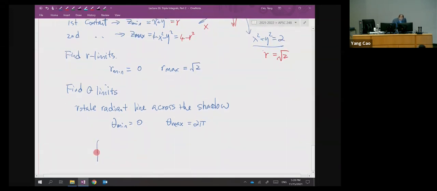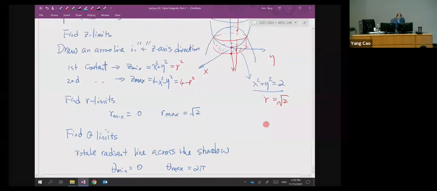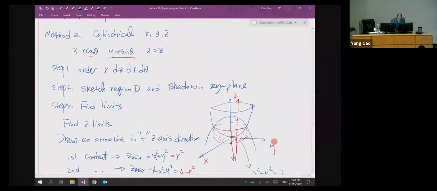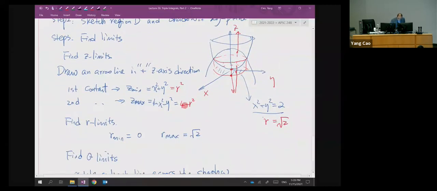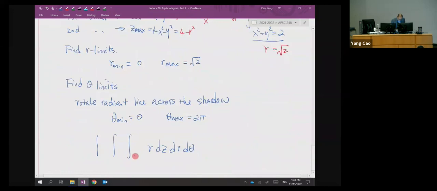So finally, you can set it up. 3 integrals, with dz, dr, and d theta as the order. z goes from r squared to 4 minus r squared, as we just found here. Then r goes from 0 to root 2, and theta goes from 0 to 2 pi.